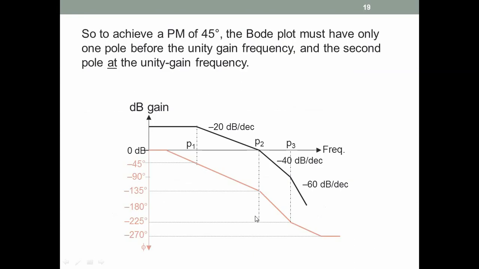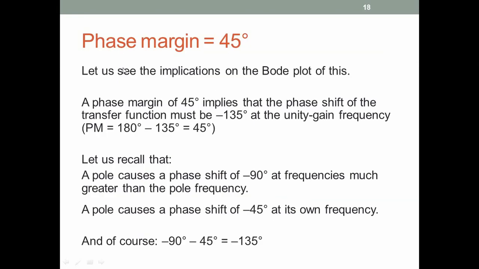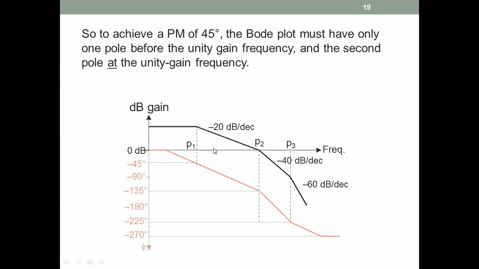The Bode plot must have only one pole before the unity gain frequency and the second pole at the unity gain frequency. Right? Only two are possible. One giving this, one giving this. So this is a Bode plot we must get for stability.